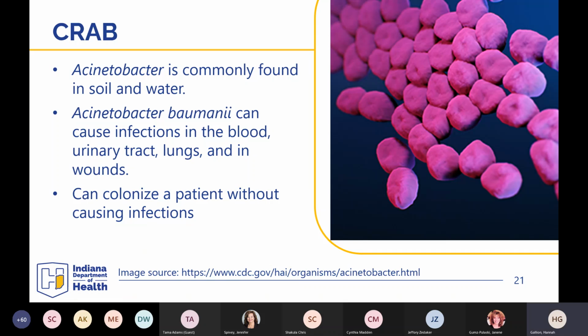Carbapenem-resistant Acinetobacter baumannii is currently listed as an urgent threat on the AR threat report. Acinetobacter is commonly found in soil and water, however, it can cause infections if found in the blood, lungs, urinary tract, or wounds. A patient can become colonized with Acinetobacter without causing infections. Like CRPA, CRAB, or carbapenem-resistant Acinetobacter, can also carry a plasmid with a carbapenemase enzyme. These plasmids are easily transferable to other bacteria.